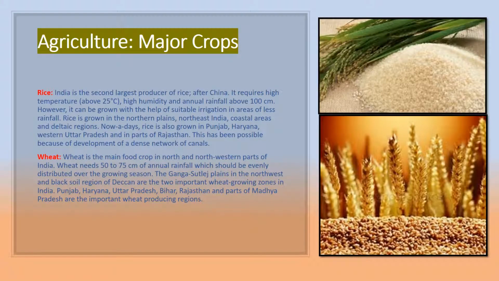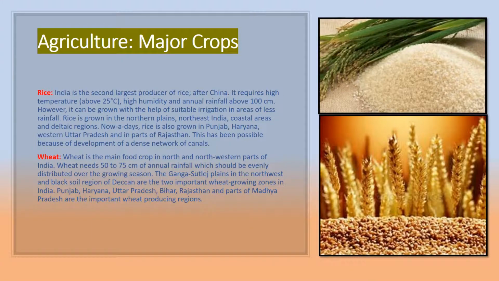Rice. India is the second largest producer of rice, after China. It requires high temperature, above 25 degrees Celsius, high humidity, and annual rainfall above 100 centimeters. However, it can be grown with the help of suitable irrigation in areas of less rainfall.